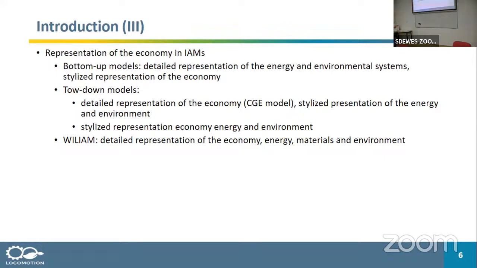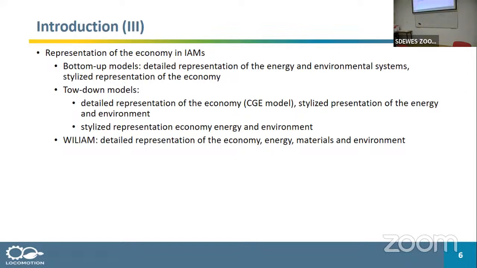On the other hand, you have the top-down models that are mainly macroeconomic models. Some of them have a detailed representation of the economy. These are multi-sectoral models, the typical case of computable general equilibrium models. But in this case, they have a very stylized representation of the energy and environment. So there is a trade-off between the two. Some of them have a very stylized representation of both the economy and the environment. This is the case of the DICE model of Nordhaus. So this is more or less what is out there.